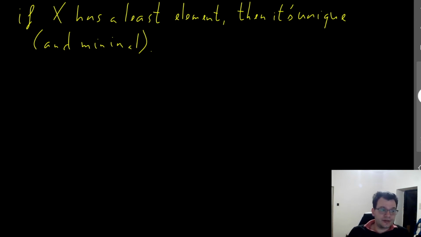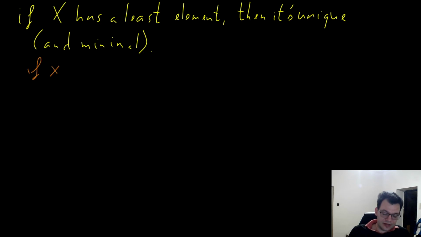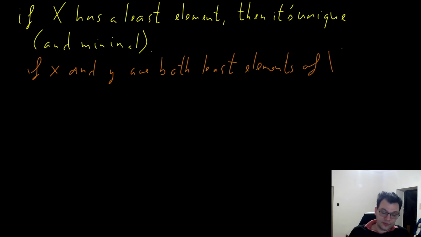So it's unique. What does it mean it's unique? It means that if x and y are both least elements of X, then x equals y, so they are the same element. So there cannot be two different least elements. Unique and this are synonyms. So this is what we should prove. So let's say x and y are both least elements.